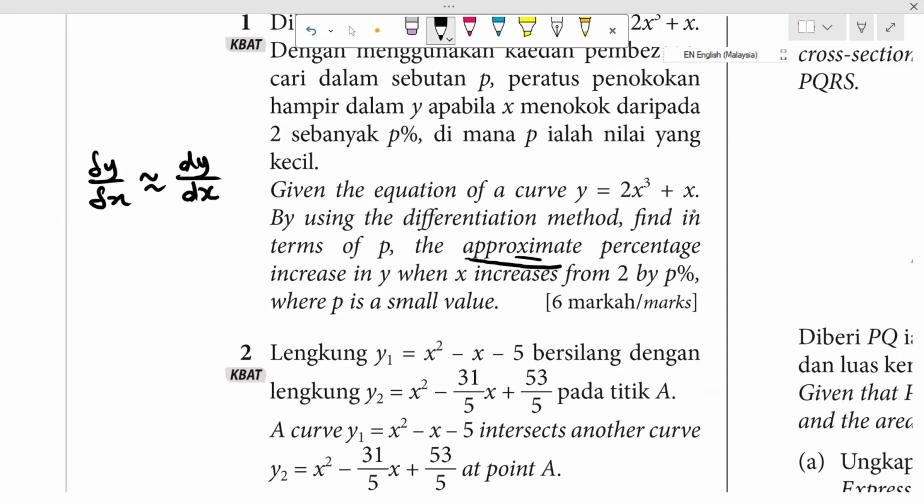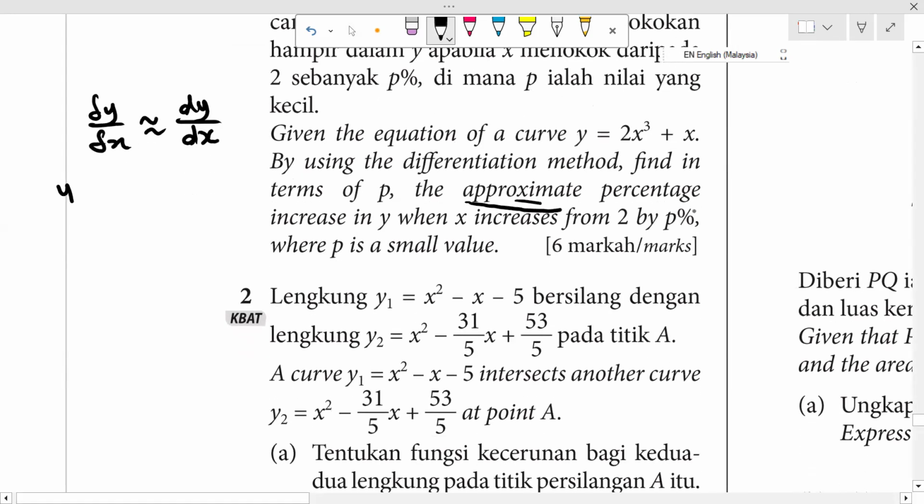Okay? So if this is the one, I have my y. So let's find dy dx first. Okay? If y equals to 2x cubed plus x, find me your dy dx.